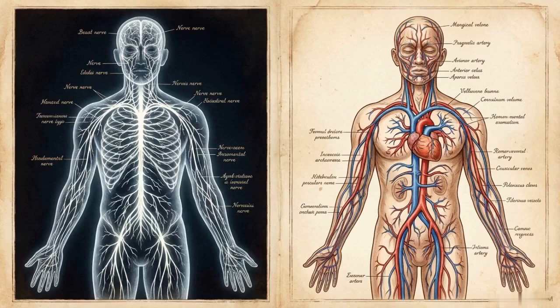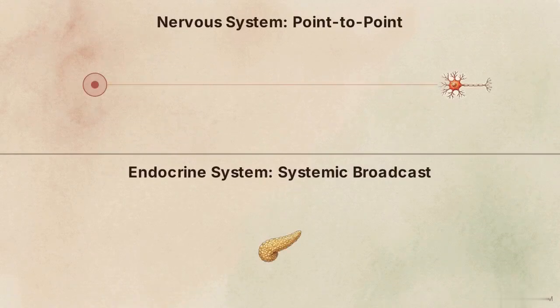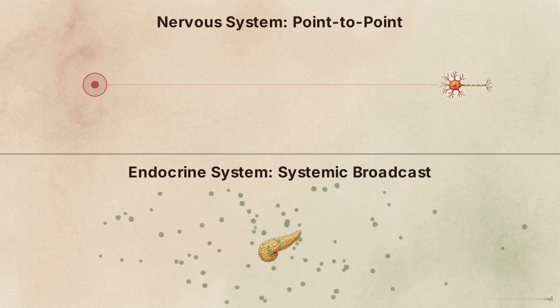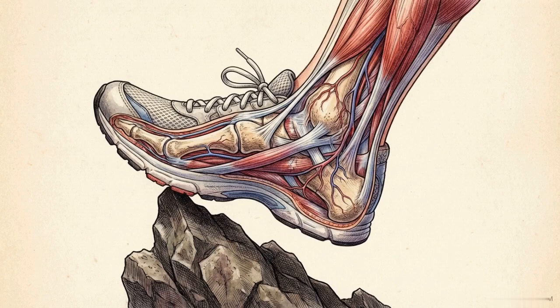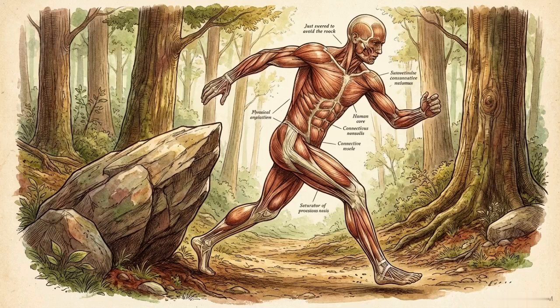survive. To process this continuous stream of environmental data, complex organisms utilize two distinct information routing architectures. The first is a high-speed point-to-point electrical network, and the second a high-latency systemic chemical broadcast. Survival depends on how efficiently an organism translates these signals into action, bridging the gap between detecting an environmental change and executing a physical response.